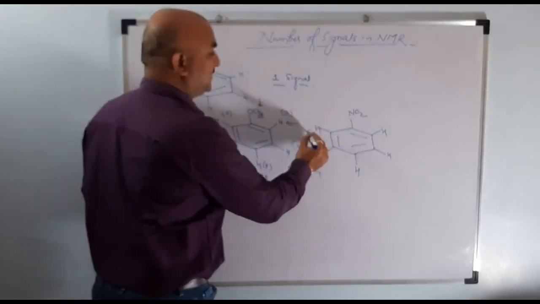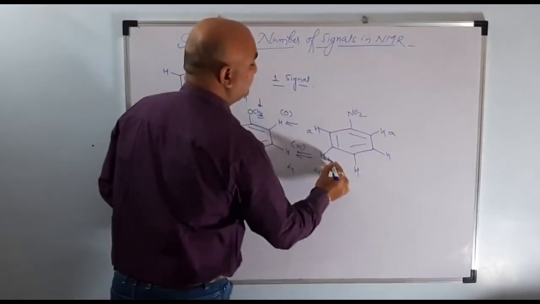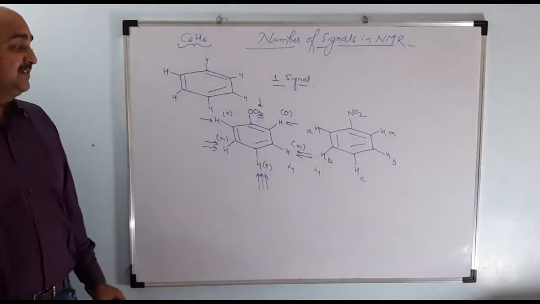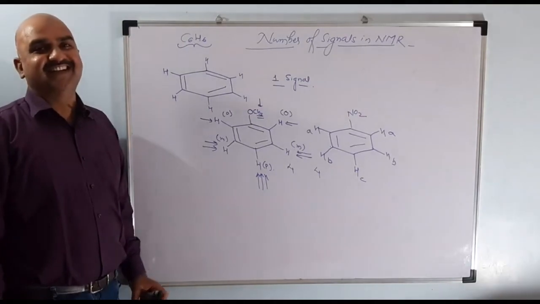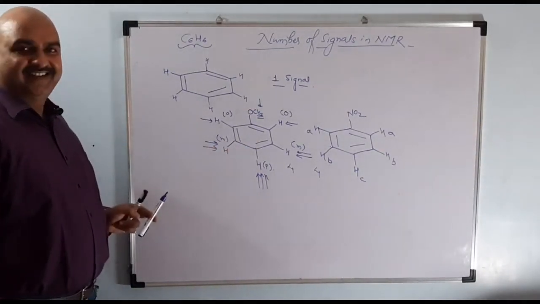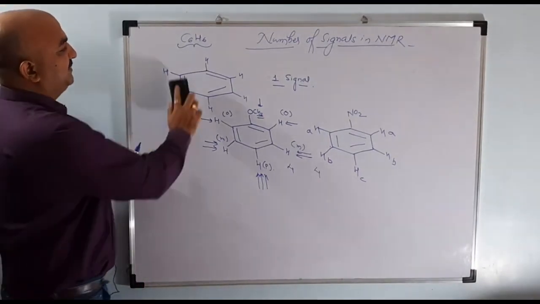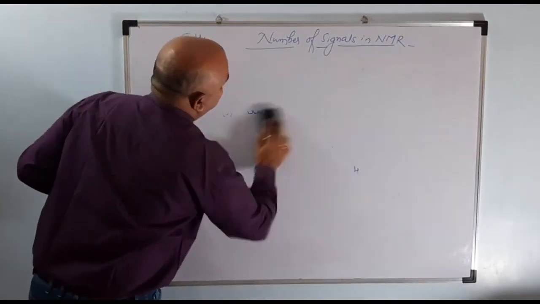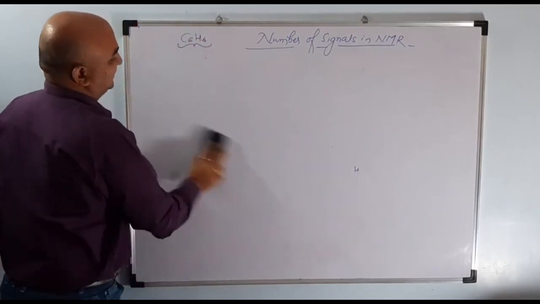Here also this is AA type, this is BB type, and this is C type. Through 3 sets of the proton, 3 signals in NMR. So this is for mono substitution. Now consider an example of a di-substituted benzene like this.